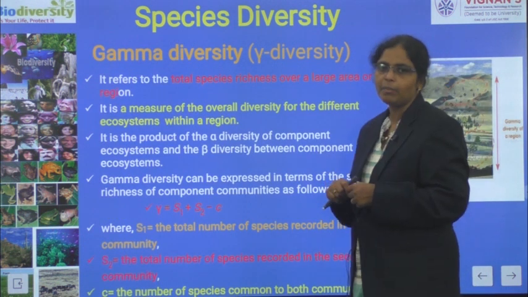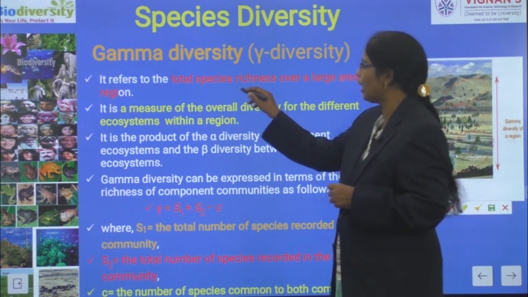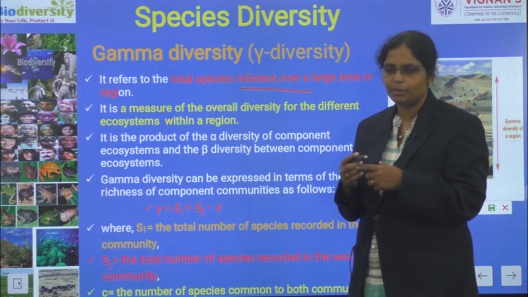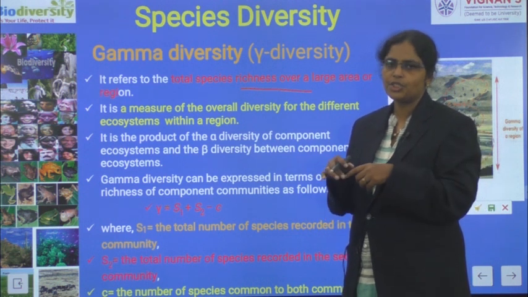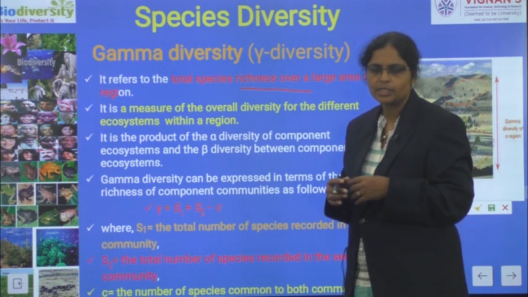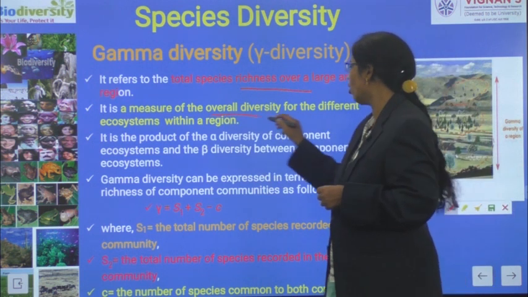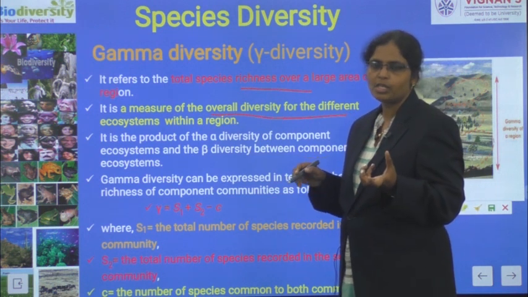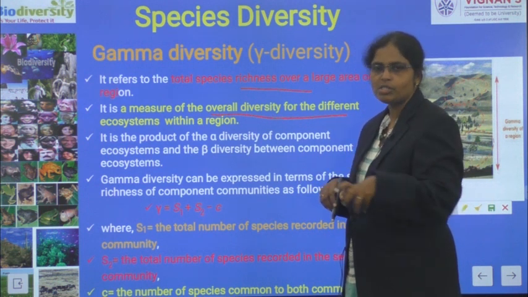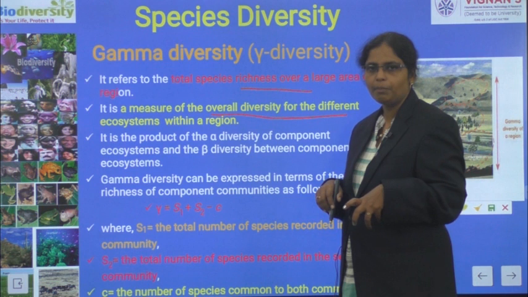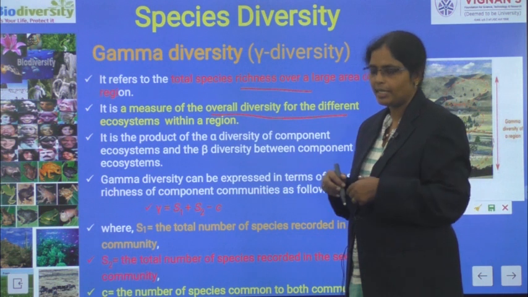And the third one is gamma diversity. This is nothing but the total species richness over a large area, or we can say a region. That means different communities together are called a region. In that region, the total species richness is called gamma diversity. So this measures the overall diversity of the different ecosystems within a region. Different ecosystems means, for example, a water ecosystem and a grassland ecosystem, and together this is called gamma diversity.